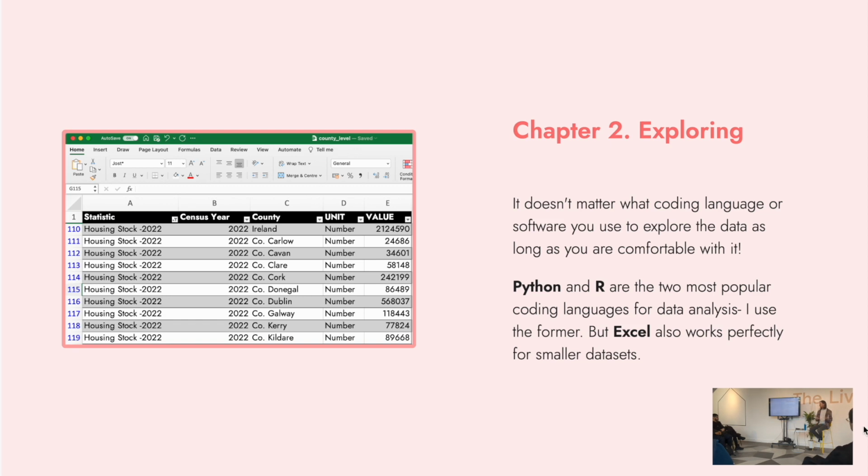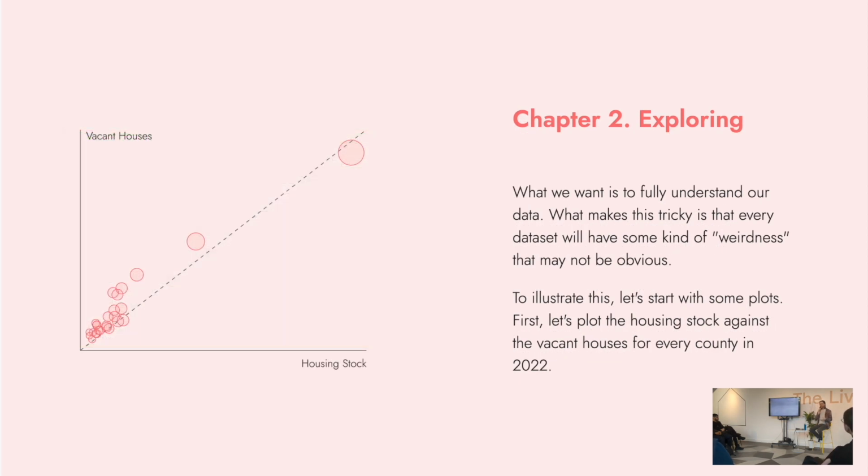And what we want is to fully understand our data. That's the end goal of this phase. What makes this tricky is that every data set you'll find will have some kind of weirdness or strangeness that's unique to that data set alone. And you think you've solved it, and then there's something that you didn't think about.